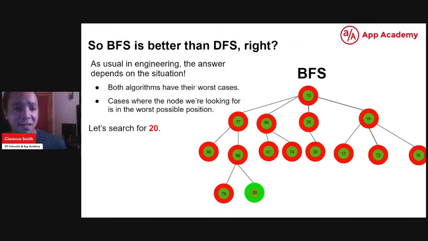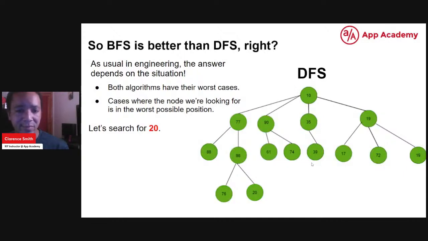You don't always know as the developer. Sometimes you just have to predict which one will be better. There's not always a way to know, but this was not a good one for BFS. Let's take a look at DFS really quick. If we're DFSing for 20, it'll look a little something like this.